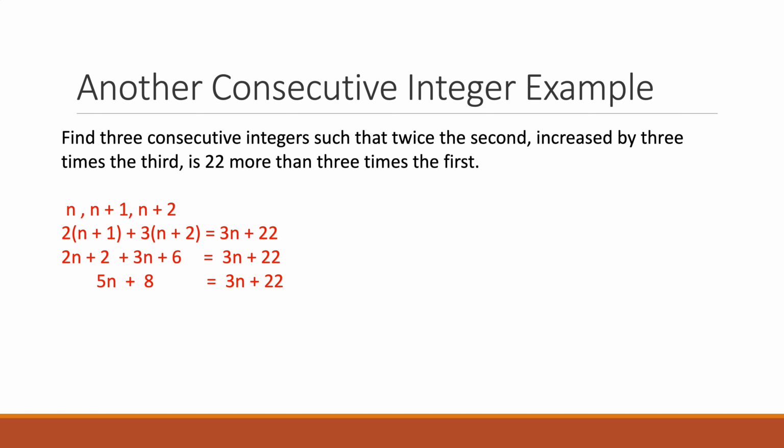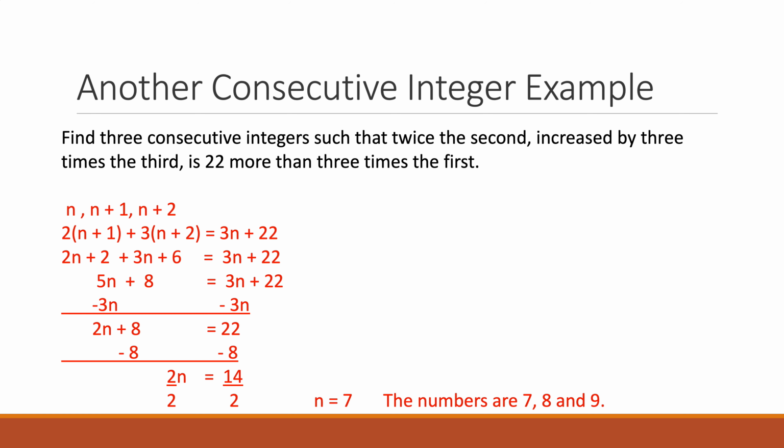Now it looks like an opposite side, opposite operation situation. Subtract the 3n, I get 2n plus 8 is 22. Subtracting the 8, 2n is 14. Dividing by 2, n is 7. So those consecutive integers are 7, 8, and 9.